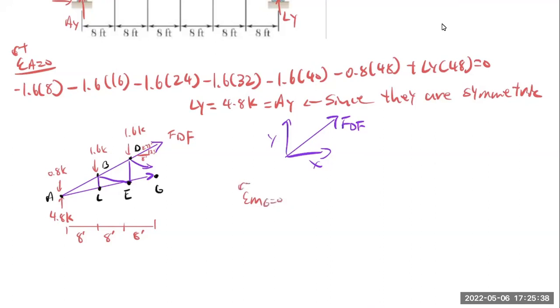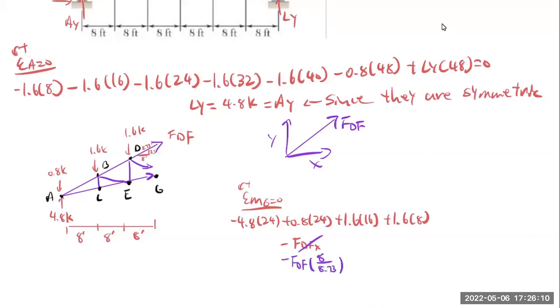Take a moment at G, we get 4.8 multiplied by 24 plus 0.8 multiplied by 24 plus 1.6 multiplied by 16 plus 1.6 multiplied by 8 and minus FDF x, and we know that this would be FDF A over 8.73. Okay, and then we have to multiply that by what? Okay, let's see.